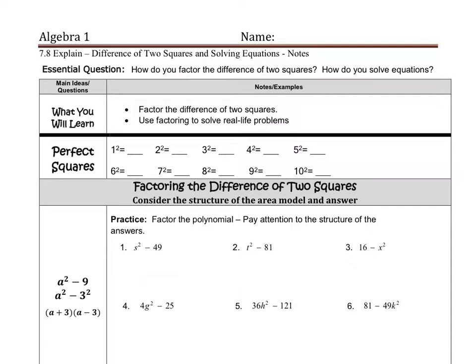Perfect squares are things that you get when you multiply a number times itself. So we're going to fill out our perfect squares table. 1 squared is 1. 2 squared, 2 times 2, is 4. Go ahead and pause your video and finish filling out all the perfect squares, and then check back so we can continue.